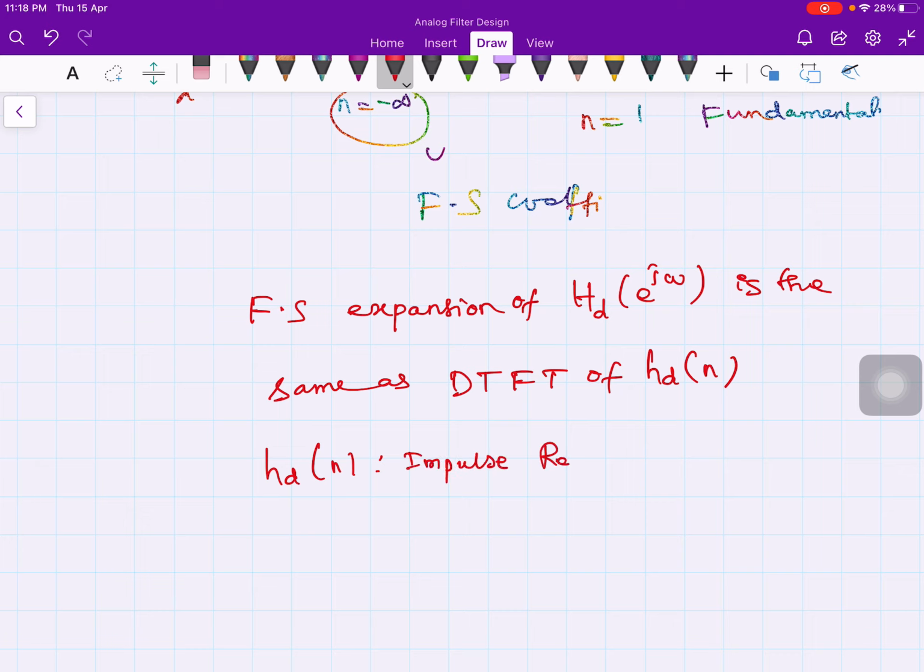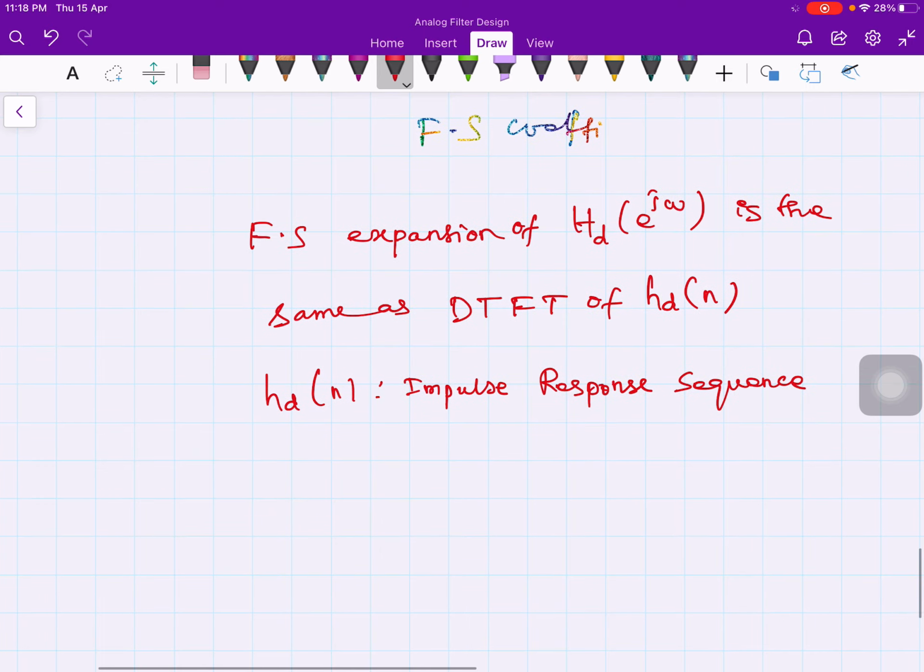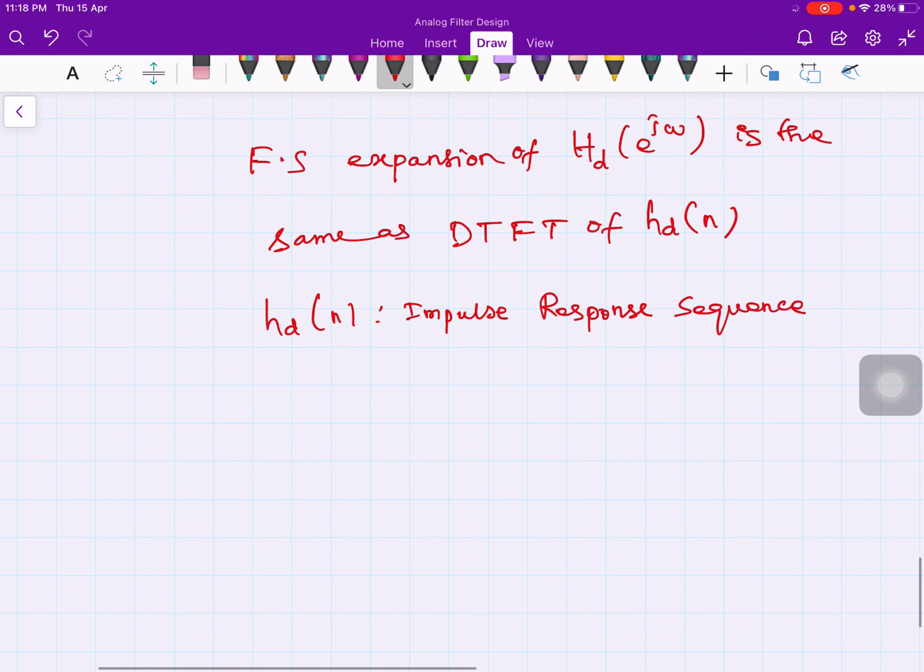Impulse response sequence. Agreed? So given a desired transfer function, hd(n) will be infinite length in general. The length will be infinite.